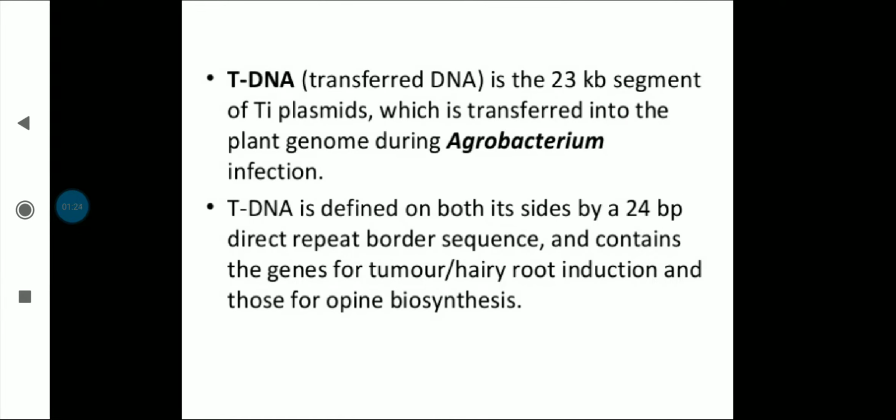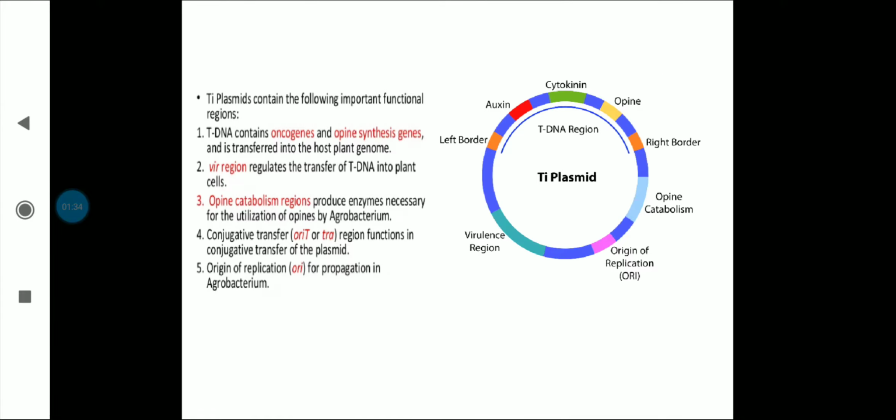tDNA is a 23 kilobase segment which is transferred to the plant genome during Agrobacterium infection. As you can see in the figure, the tDNA contains two regions, left border and right border region.